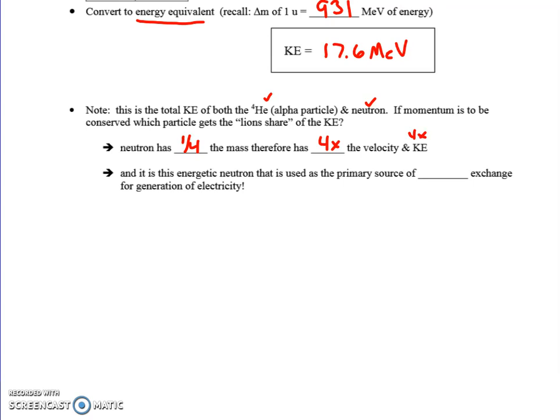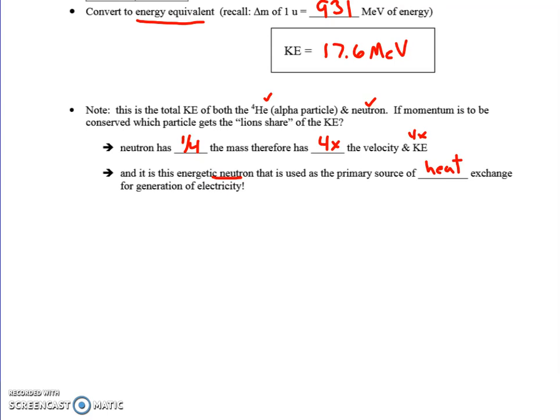Now you might be thinking, wait, doesn't kinetic energy equal 1/2 mv squared, and 4 squared is 16? But remember, it has 1/4 of the mass, so that's where the 4 times comes from. So the neutron is what carries away most of the extra energy. And because it carries away most of the extra energy, we can use it as a primary source of the heat exchange that occurs in a hypothetical fusion reactor.